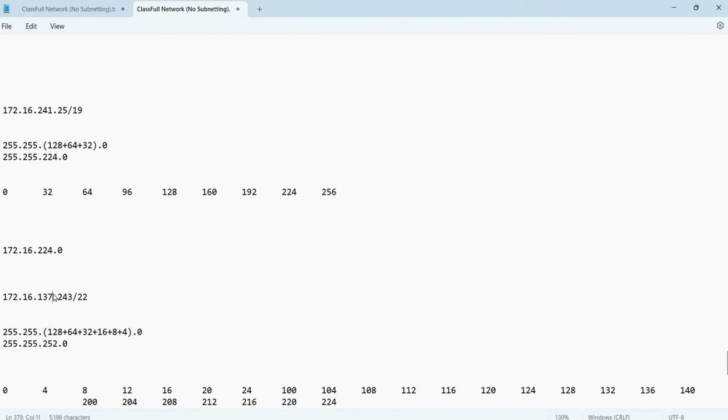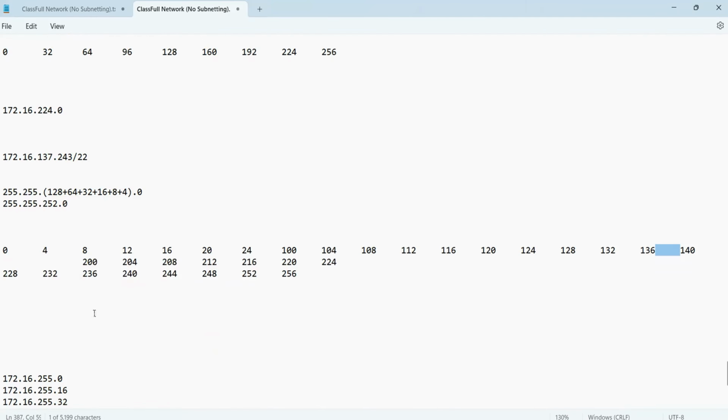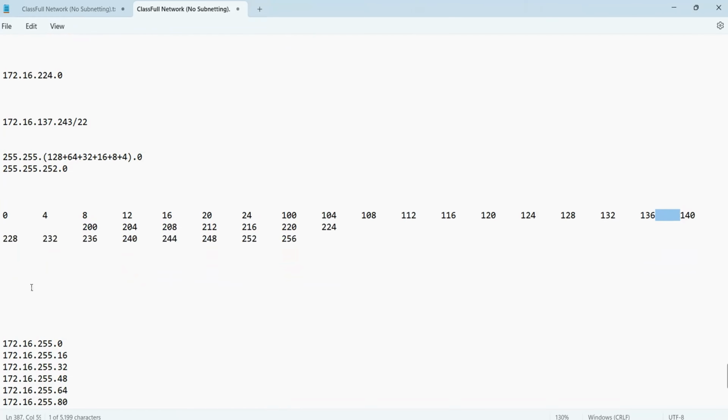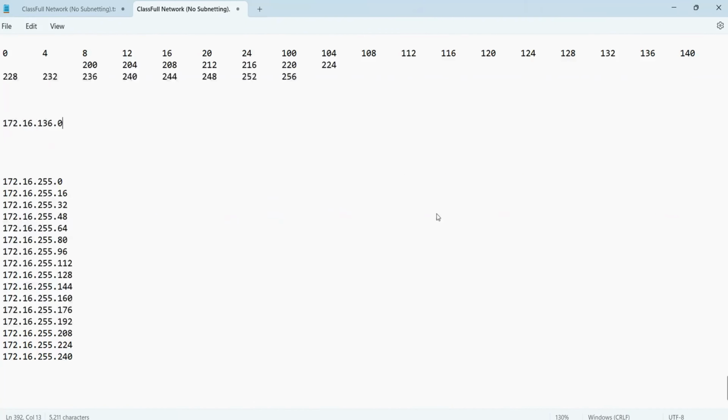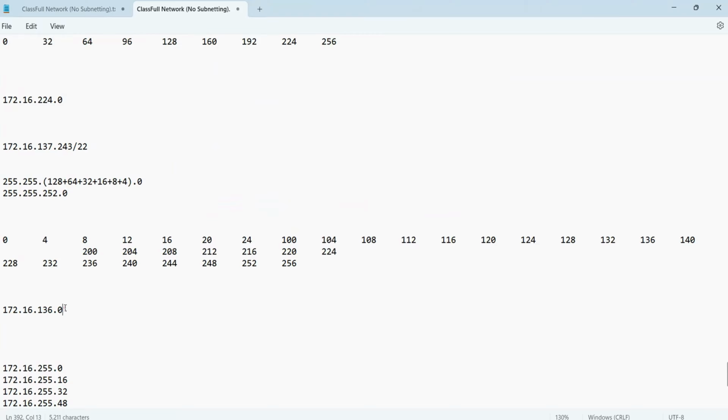So where does 137 fall under? Between 136 and 140. So the network ID is 172.16.136.0. 136.1 is the first host, 139.254 is the last host, and 139.255 is the broadcast. That's how I get this.